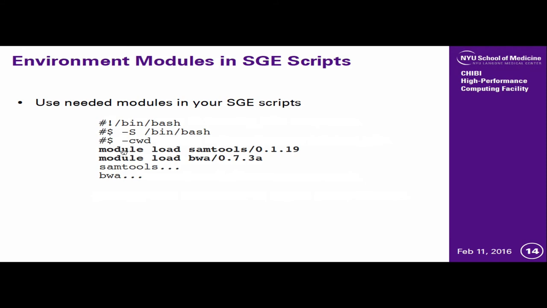I've got four commands and some dot dot dots. A couple of module load commands. I'm loading a particular version of SAMTools, and I'm loading a particular version of BWA. If you module load just BWA without specifying a version, you will get whatever the default is on our system. That's typically the most recent version. However, I recommend, especially in scripts, that you always specify slash the version number that you want to actually use.